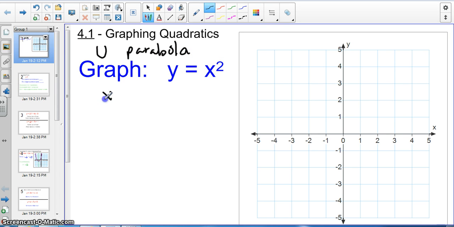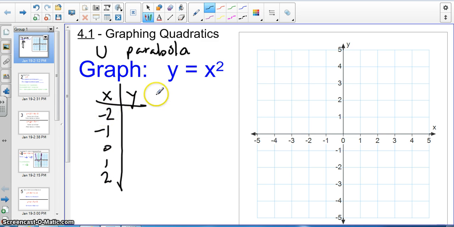One way we can graph is always do an XY chart. This may not be the quickest way for a lot of these, but for this, it's fairly easy. So if I plug negative 2 squared in, negative 2 squared is positive 4. Negative 1 squared is positive 1. 0 squared is 0. 1 squared is 1. And 2 squared is 4.